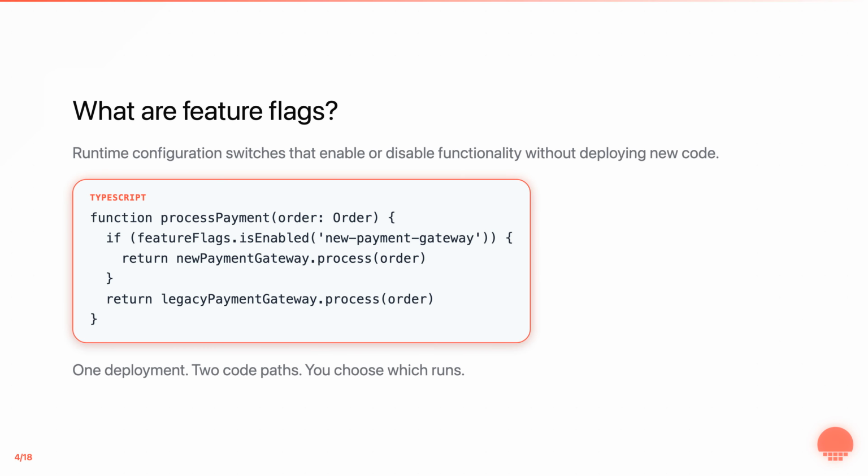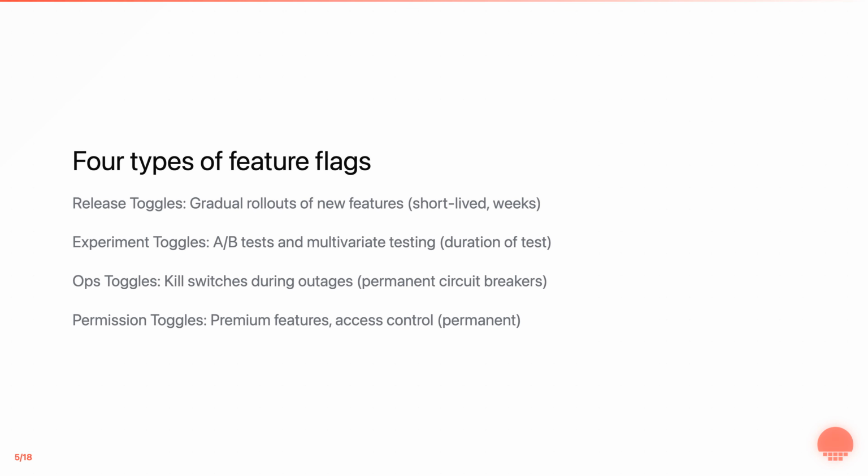What does this look like in code? Pretty straightforward. Just a conditional wrapped around new behavior. In this payment gateway migration example, both code paths are already deployed, living side by side in production. Which one executes? That's determined at runtime by a flag you control from outside the codebase. One deployment, two completely different behaviors. You're deciding which runs without touching Git or triggering the deploy pipeline. It's just a toggle.